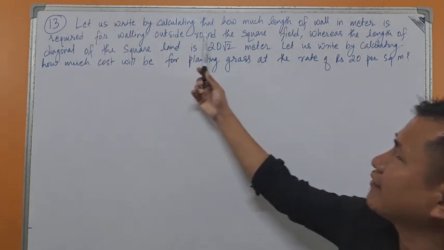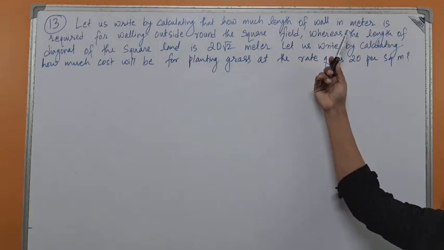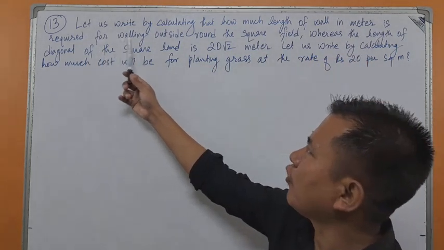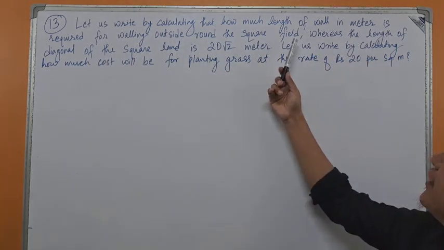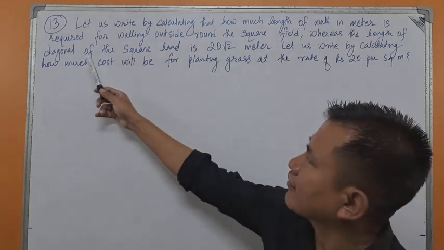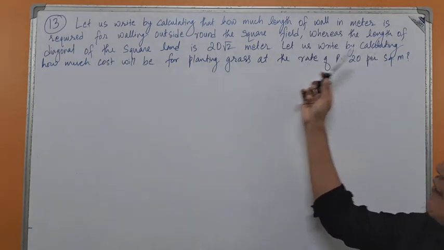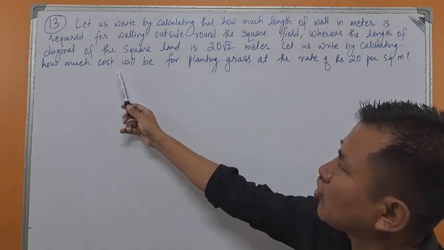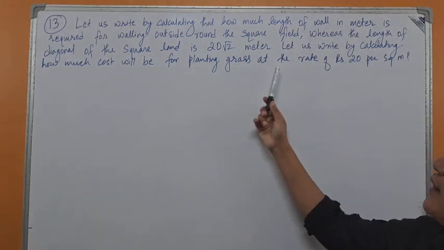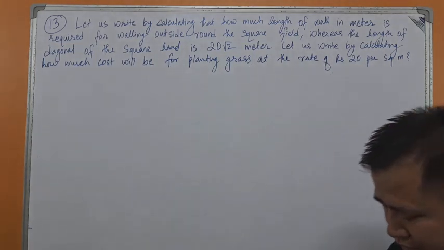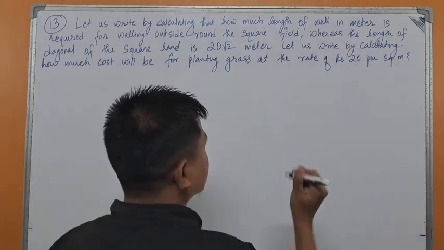Let us write by calculating how much length of wall in meter is required for walling outside round the square field, whereas the length of diagonal of the square land is 20 root 2 meter. Let us write by calculating how much cost will be for planting grass at the rate of rupees 20 per square meter. Okay, so let's understand this question.